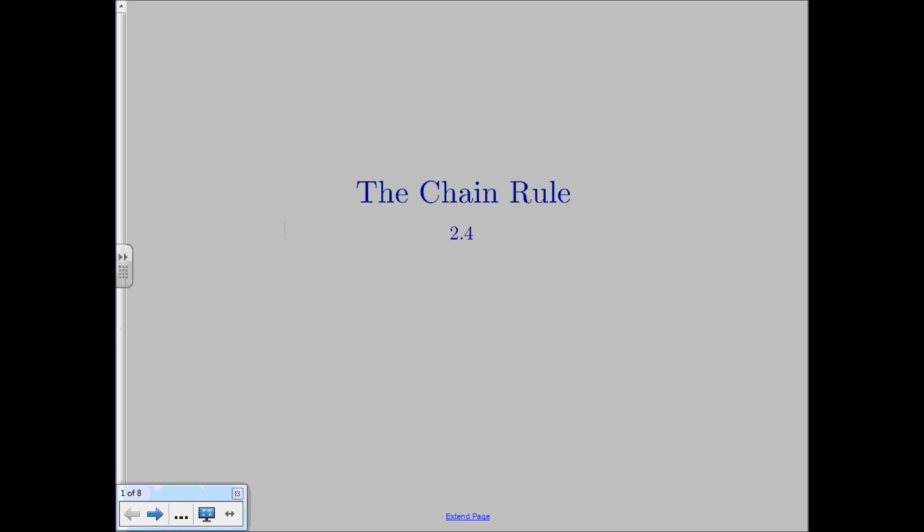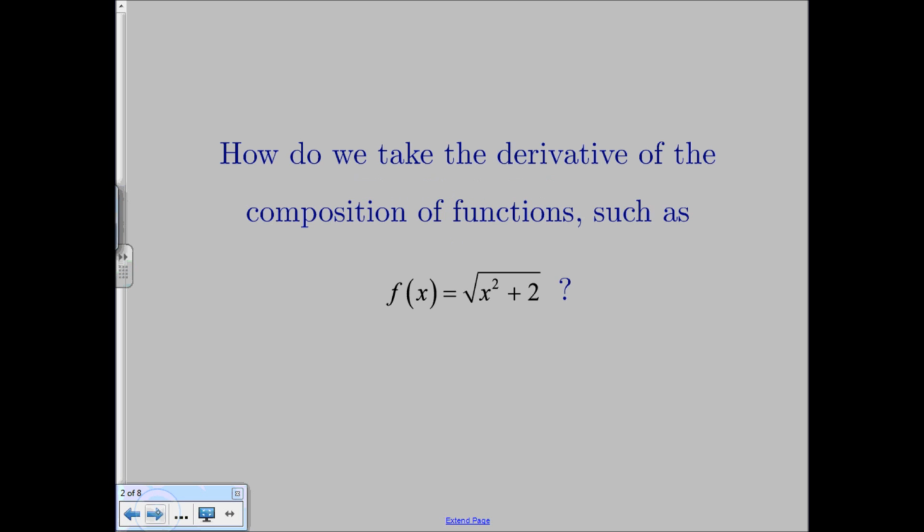Hello. So today what we're going to talk about is the final rule for differentiation that you'll be learning this semester in calculus. What it is called is the chain rule. And it's for taking the derivative of more complicated functions where you actually have a function inside of a function. So the real critical question to be asking yourself now is how do you take the derivative of the composition of functions, such as when f of x equals the square root of x squared plus 2?